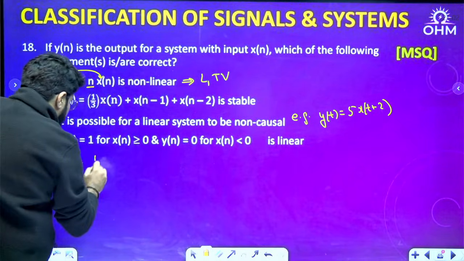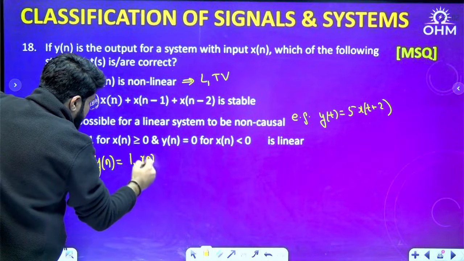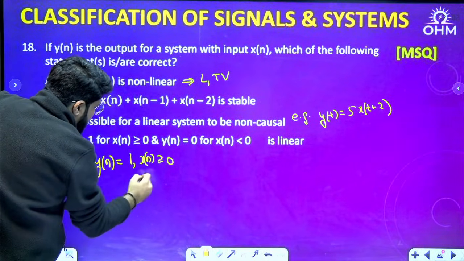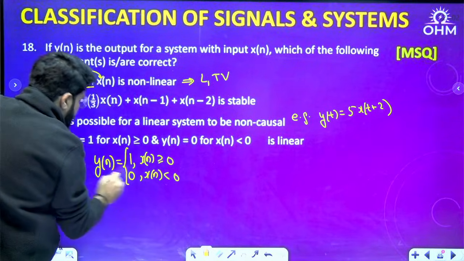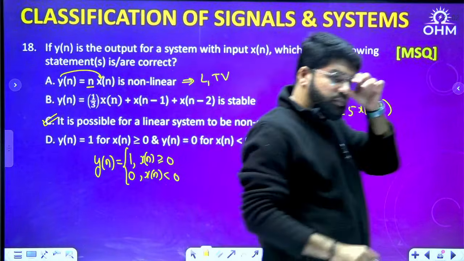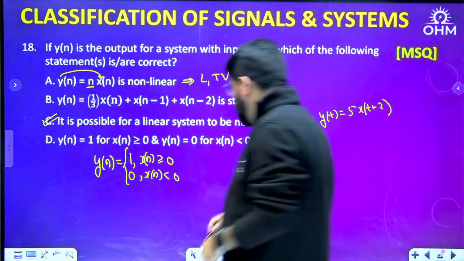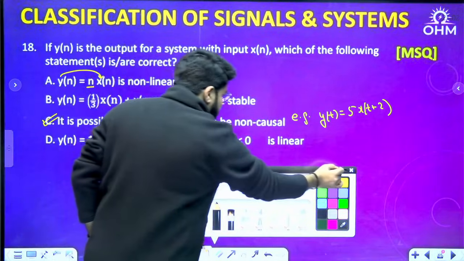Okay, I'll write this down, how the D answer is given. y[n] equals 1 for any input x[n] positive. For any input x[n] which is negative, the output is 0. This is the y[n], correct? Now, I'll take a simple example. Is it linear? It has only two values, 1 or 0.